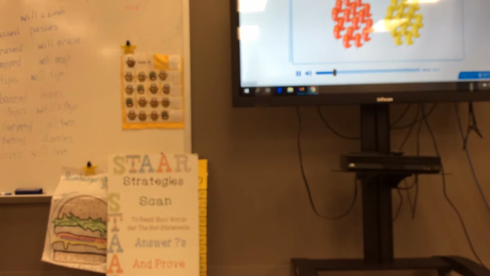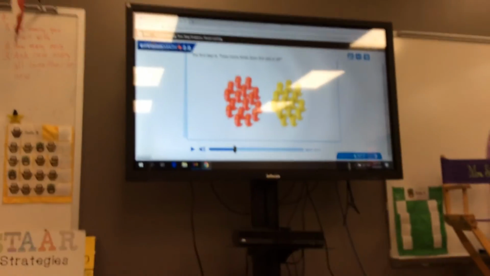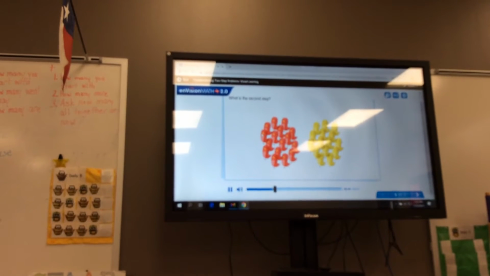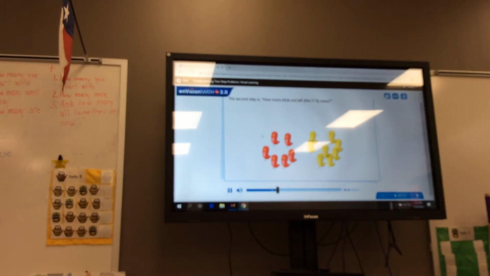Let's think about it. This is a two-step problem. What is the first step? The first step is, how many birds does she see in all? That's her first step, right? What is the second step? The second step is, how many birds are left after 17 fly away?